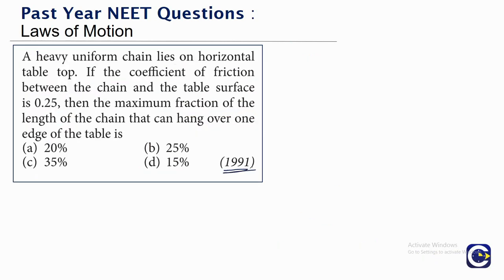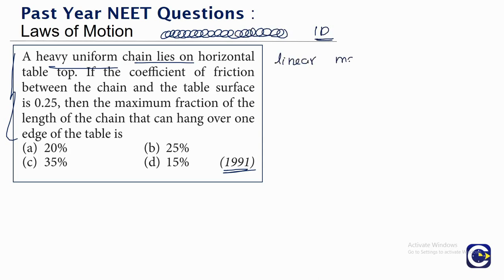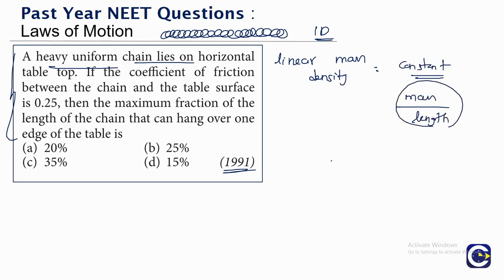Next we have an interesting question. This has come in the year 1991. Of late, we have not seen questions of this model. A heavy uniform chain. Uniform chain means, if you take the chain to be like a one-dimensional object, for these kinds of objects we can define something called linear mass density. Linear mass density means, if you take some length, we look at the mass divided by the length of that particular element. That will be constant. That is what we call a uniform chain.